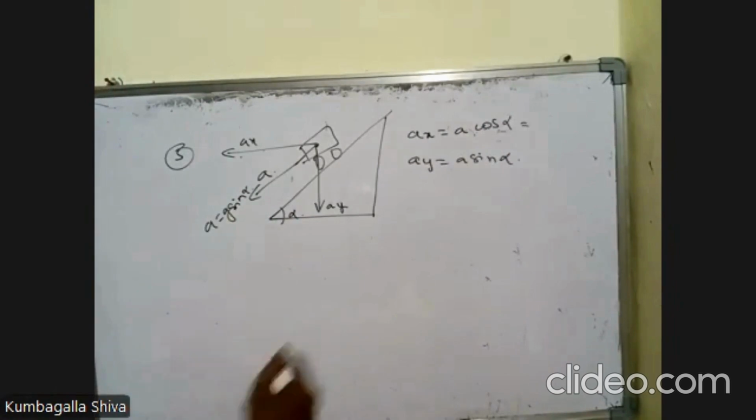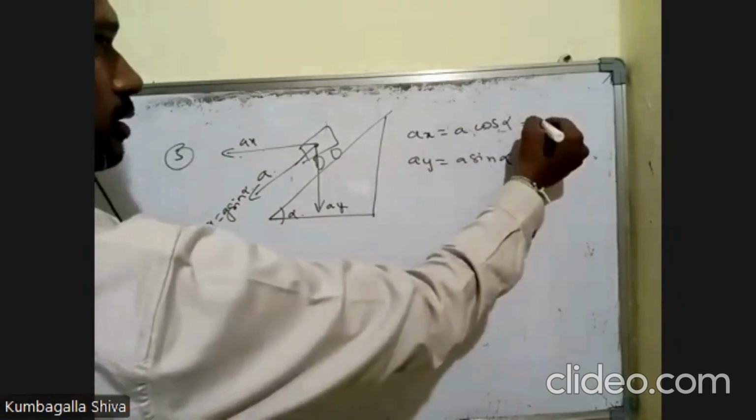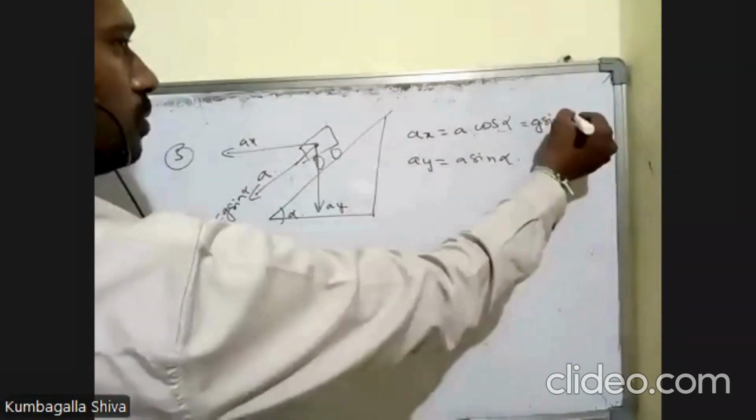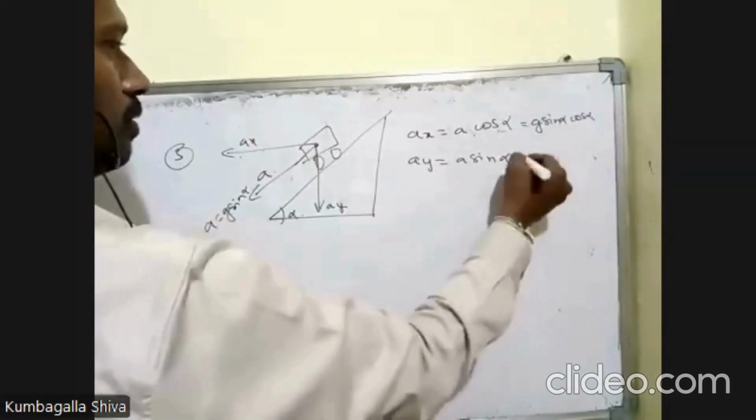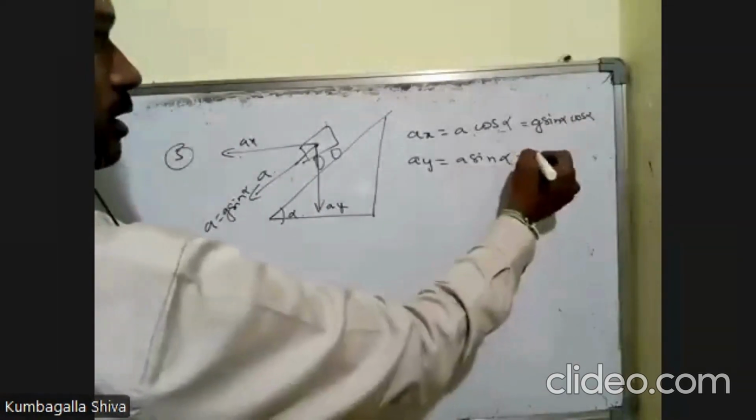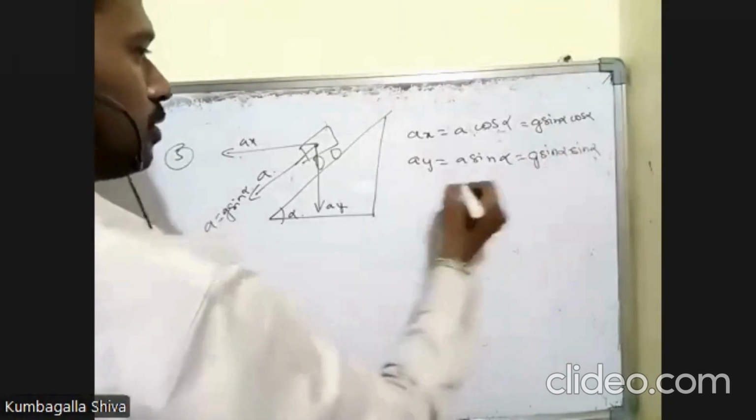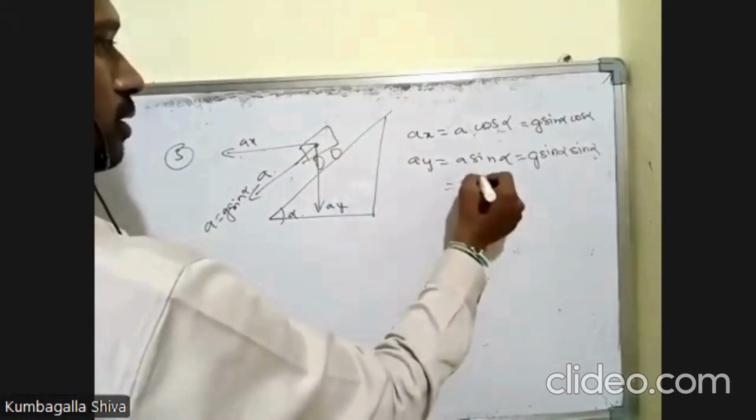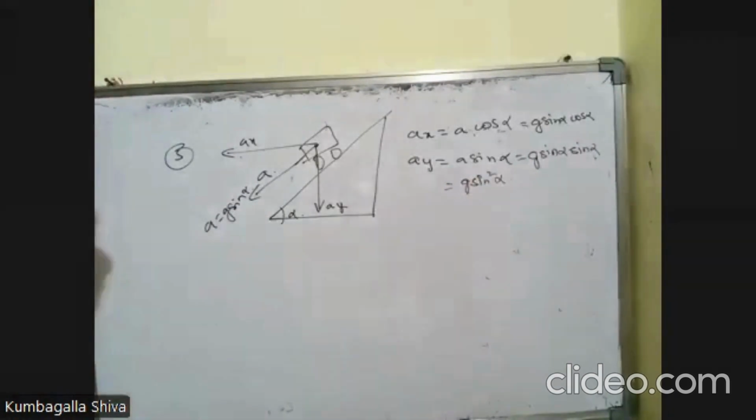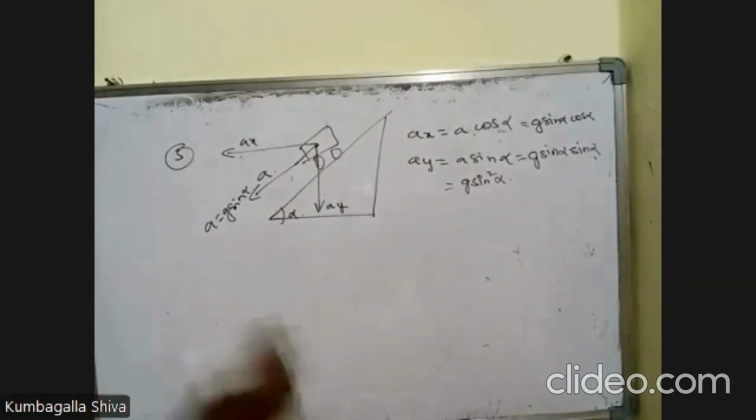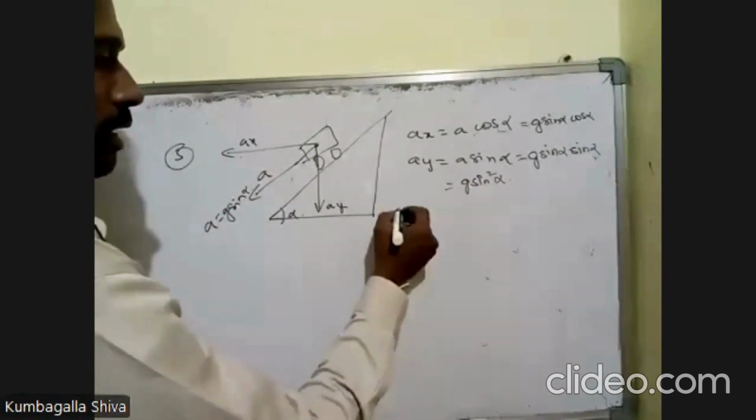A cos alpha means what you get here? g sin alpha into cos alpha. Here, what you get? g sin alpha into sin alpha. What you get here? g sin square alpha. Clear? We know that tan theta.